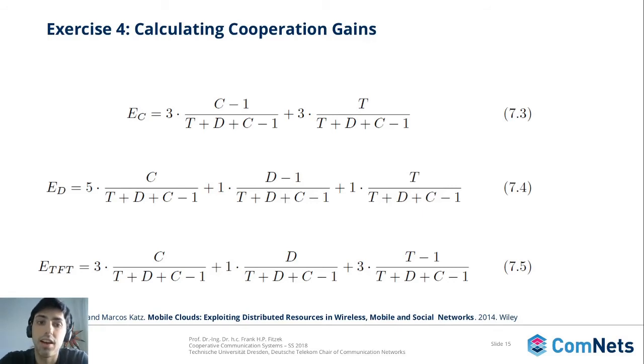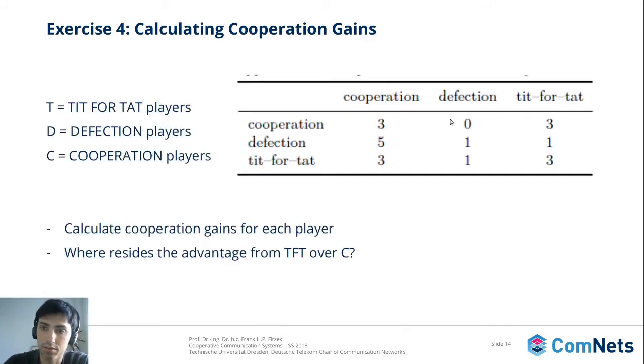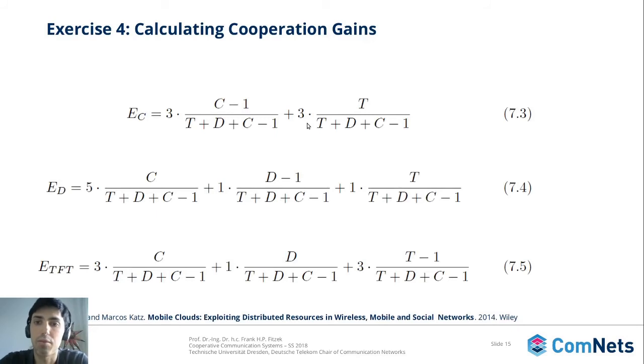And then if he finds a player that cooperates, then he will get 3 points multiplied by the chances of getting a player that cooperates, which is this equation that we see here. Then, if he finds a player that defects, he will get 0 points, so we did not add this in the summation. And finally, if he gets a player from tit for tat, he will get again 3 points, multiplied by the number of players.